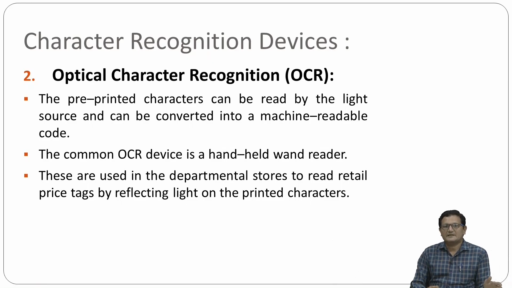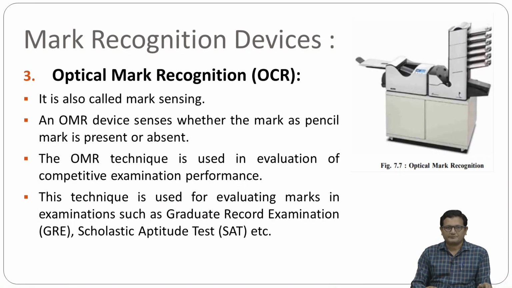The common OCR device is a handheld device. These are used in departmental stores to read a retail price by reflecting light on the printed characters. Fine. So whatever characters are there, based on them the characters will be recognized, and depending on what product code is there, that will be recognized, and you will get all the rest of the information related to that product from the database. Okay, the next one is called optical mark reader, right?